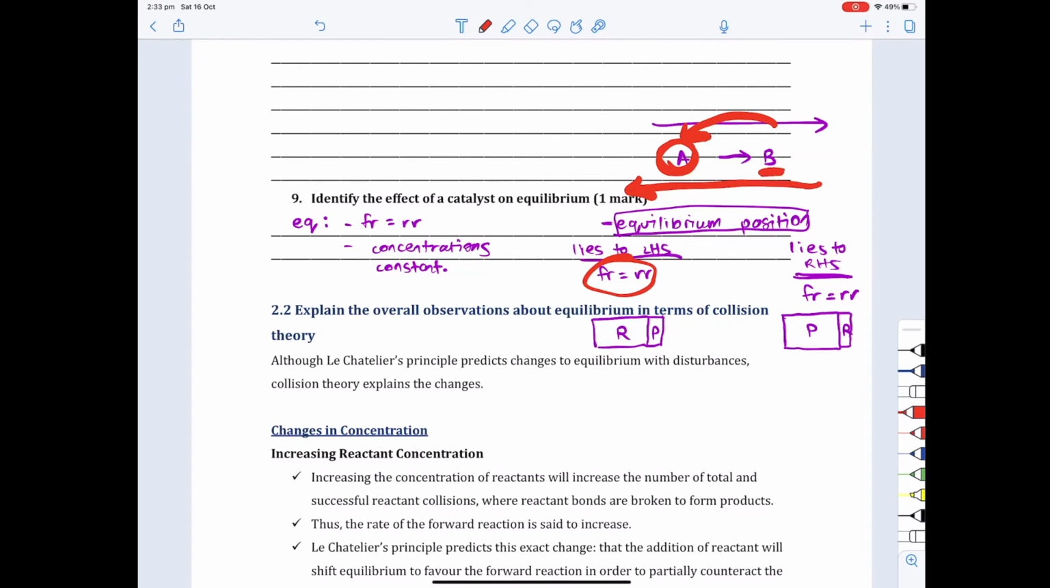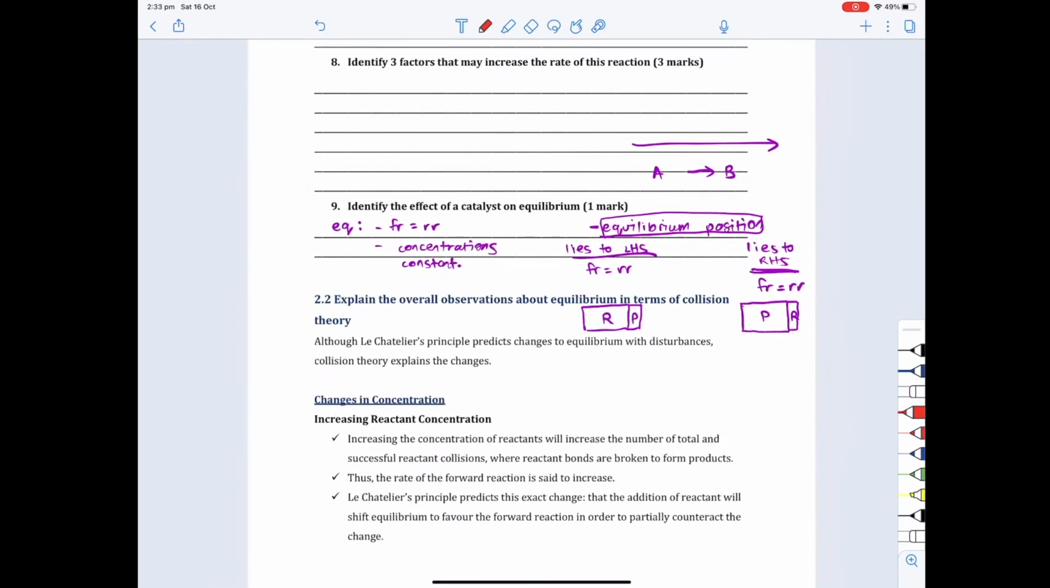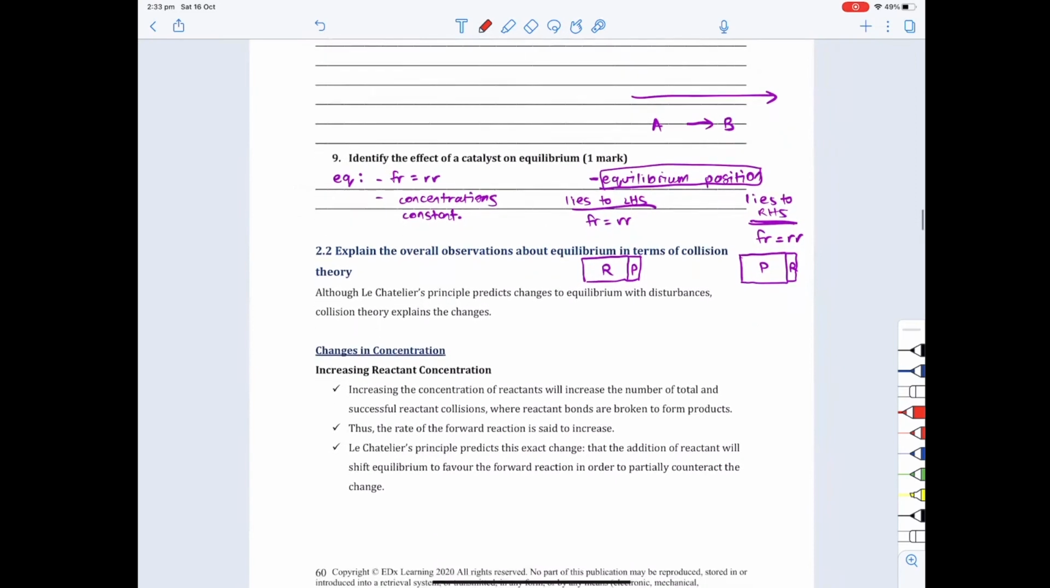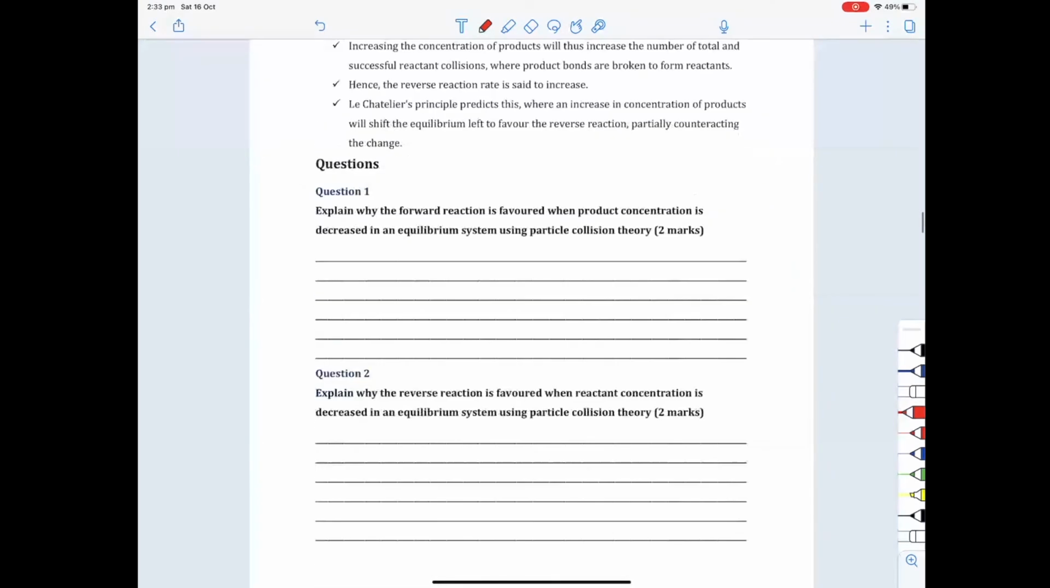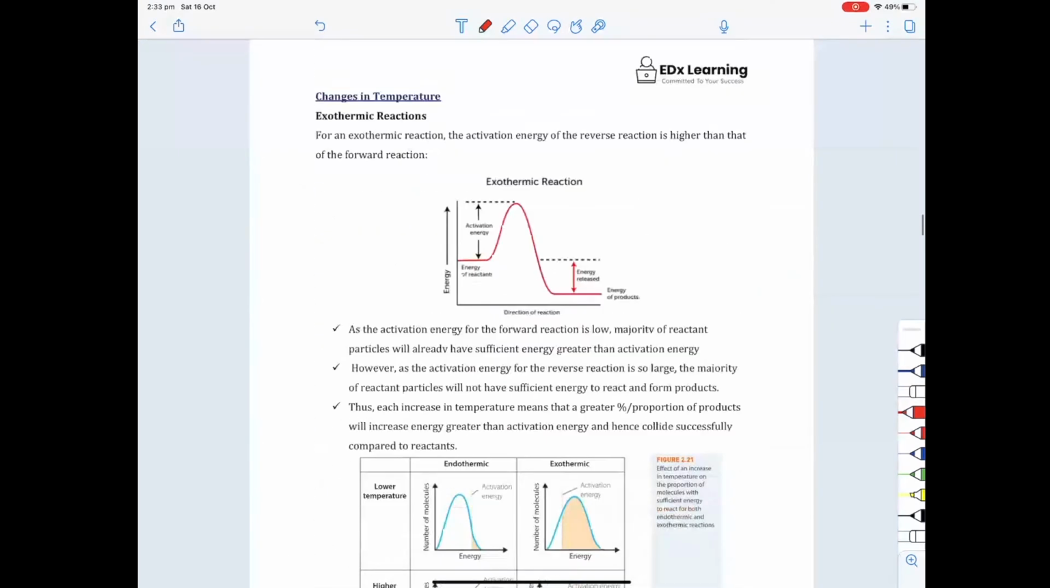Very good. So hopefully that makes sense to all of us, because now I want you to start using that word, equilibrium position. So catalyst does not affect equilibrium position is what I want to hear. Very good. We happy to move on? Yes. All right, now we're about to get to some of the more challenging stuff.